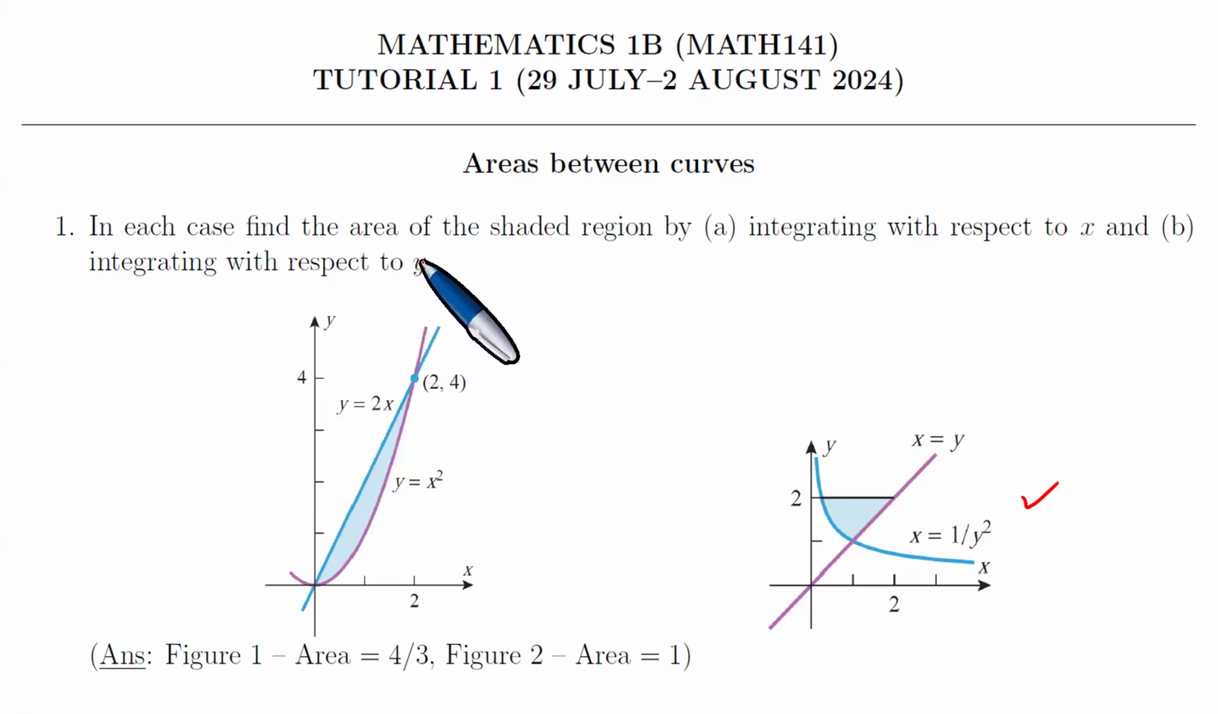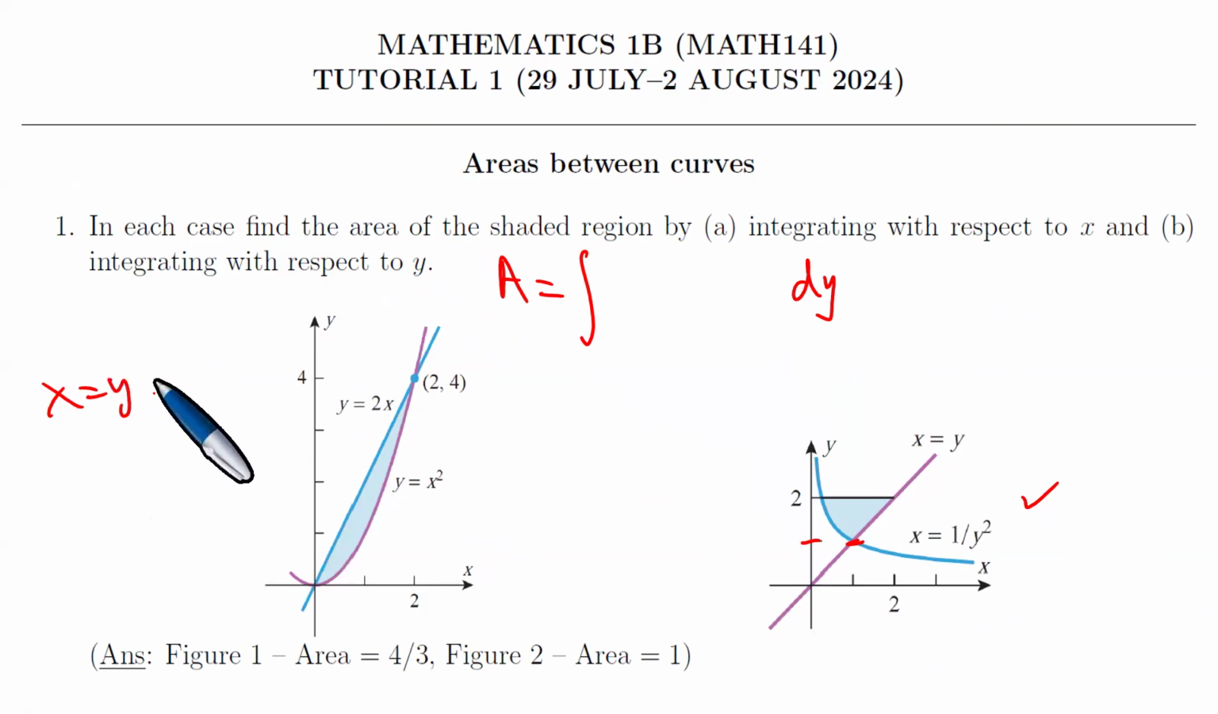In each case, find the area of the shaded region by A, integrating with respect to x, and B, integrating with respect to y. So let us look at this one. You want to integrate here with respect to y, so you would have a dy. So integrate from something to something. Now this x equals y, and this x equals 1 over y squared. These are equal to each other. What are the limits of integration? What are the points of intersection?